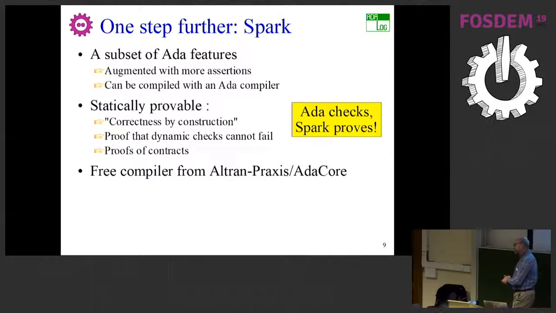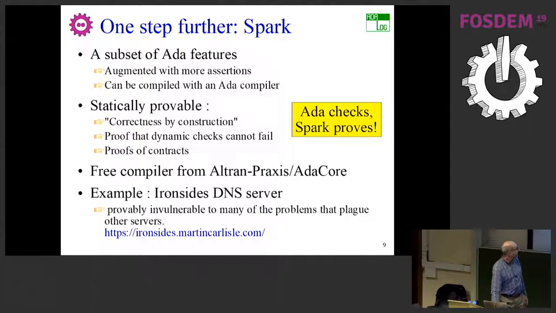And the good news is that for the Spark environment, you have a free implementation available from AdaCore and Altran. Well, they're working together for that. So you can experiment with Spark and see how it works, including the proof maker. There is a famous example. It's the Ironsides project. It's a DNS server that has been formally proven invulnerable to many of the problems and security concerns that plague other servers. So, yes, there is a safe DNS server. Nice, isn't it? More information on that link, and if you type Ironsides Spark you'll have all the information.